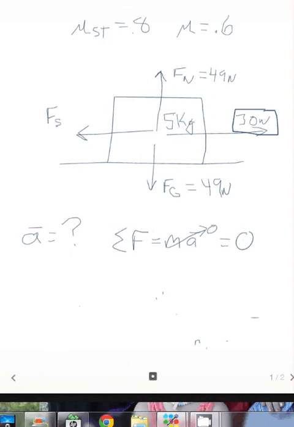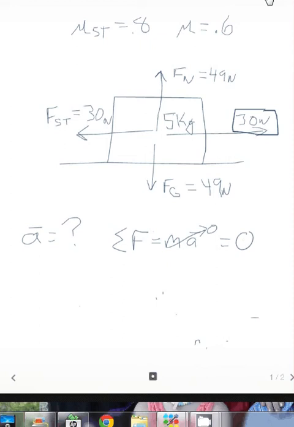So if I go back up here, static friction. I know I have static friction because it's not moving. And I also know that all four forces add up to 0. Well, 49 up and 49 down, that adds up to 0. I have 30 newtons to the right, so I must have 30 newtons to the left. And there we go. We know our acceleration, and we know all of the forces in this case.